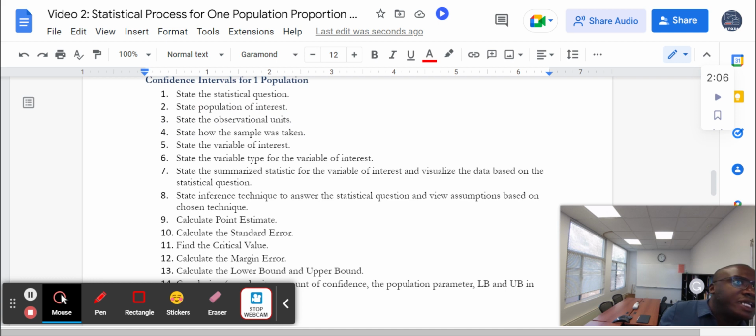What we're going to do now is look at this confidence interval for one population. This is the statistical process, and this is me asking you every particular question that is relevant in terms of a statistical question.